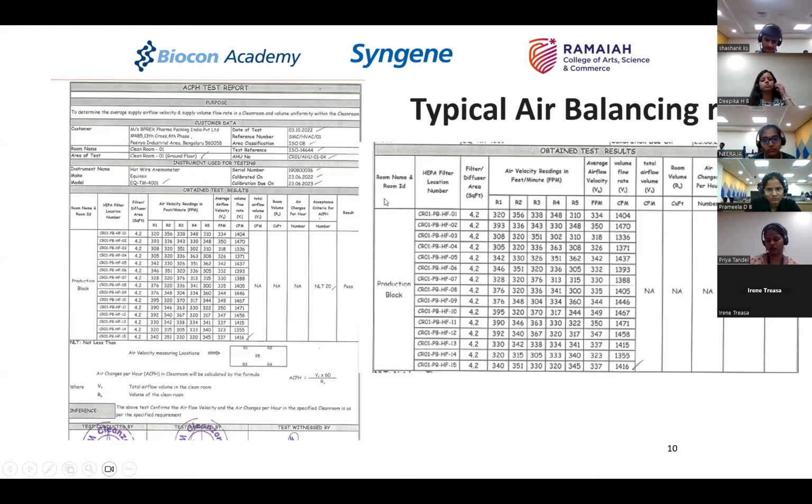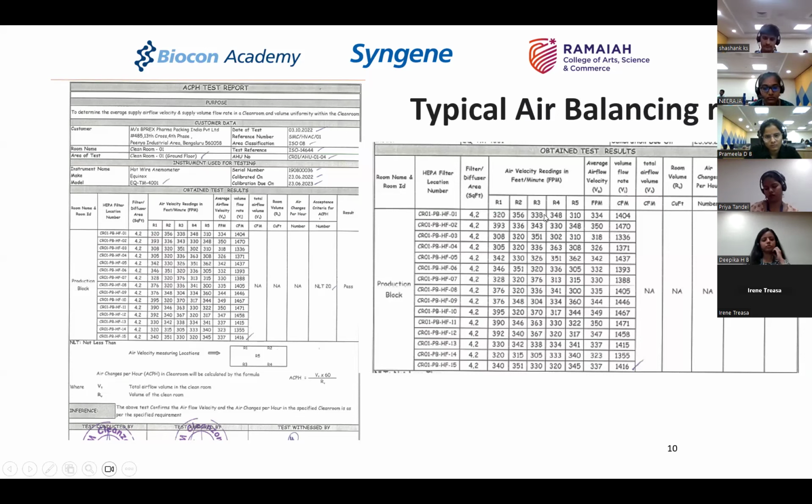That means, if at one corner I'm having 200 feet per minute, and at the other corner I'm having only 50 feet per minute, that is not acceptable. These values should be in a range of plus or minus 20% only. If the values are not within 20% variation, that denotes there is some problem inside the HEPA filter or your diffuser, because the air is not flowing uniformly throughout the module.